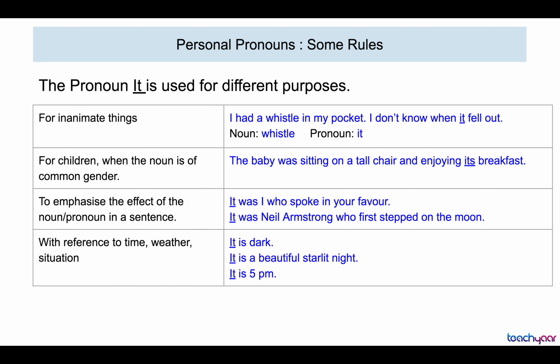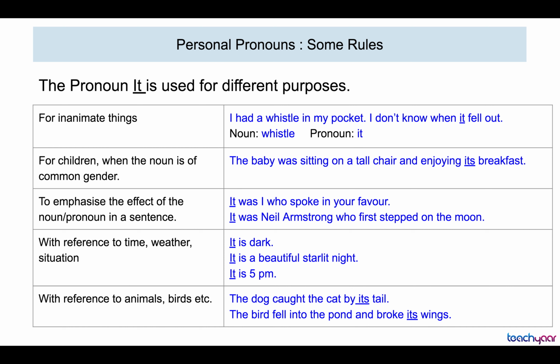With reference to time, weather, situation. Now sometimes we use this kind of a statement when we refer to time. It is dark. It's evening. So we start with it. It is a beautiful starlit night. It is 5 p.m. So when we refer to time, weather or situation, we use it.